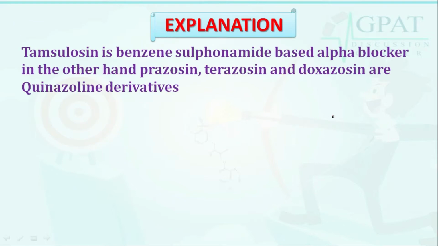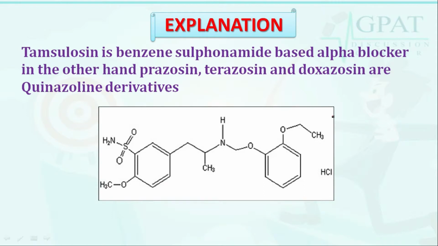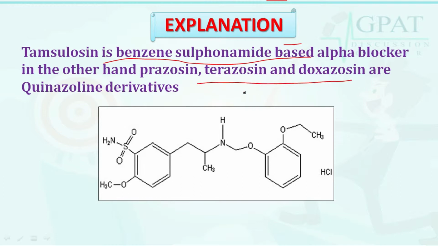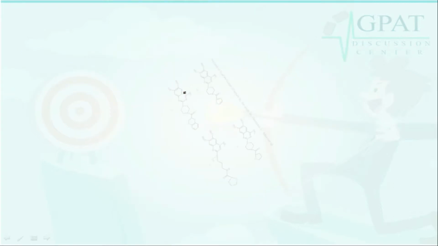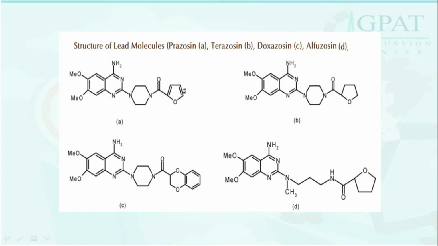So let's discuss with the help of the explanation. Here we have a detailed description of this tamsulosin. Tamsulosin is a benzene sulfonamide based alpha 1 blocker. On the other hand, prazosin, terazosin and doxazosin are quinazoline derivatives. Here we have just a diagram also. The first one is prazosin, another one is terazosin, and this one is doxazosin, and D is alfuzosin.